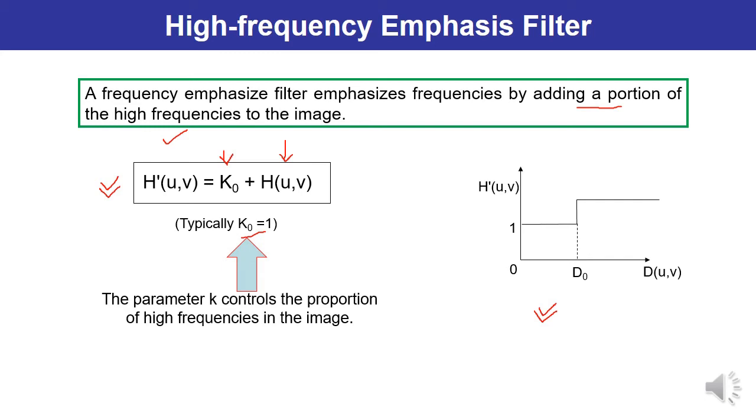And this parameter k, the parameter which is being added, means the portion which is being added to the high frequency. This parameter k controls the proportion of high frequencies in the image. How the high frequency proportion is varying in the image, whether it is being reduced or it is being increased. This parameter k controls the offset from the origin and sometimes controls the high frequencies contribution as well.